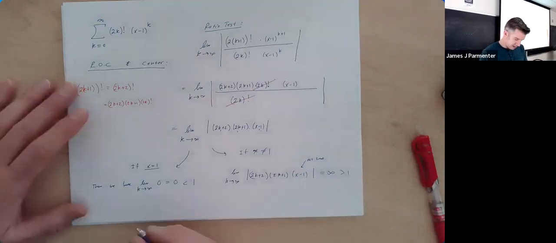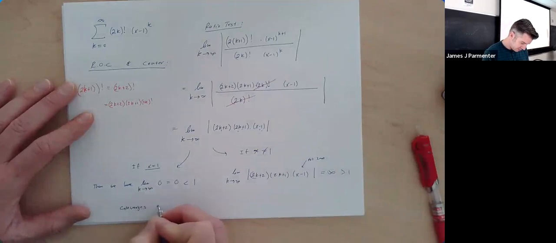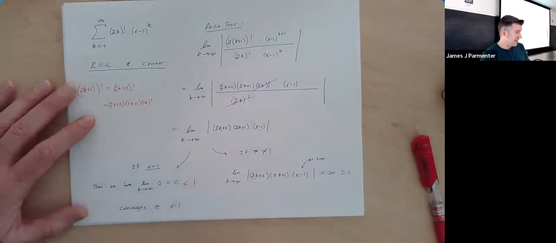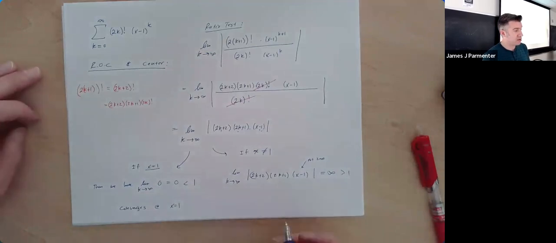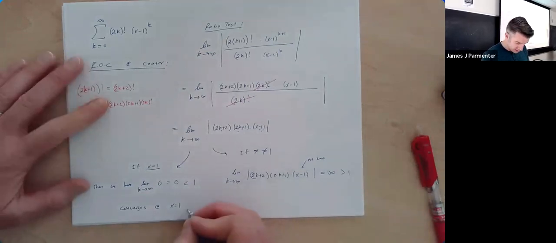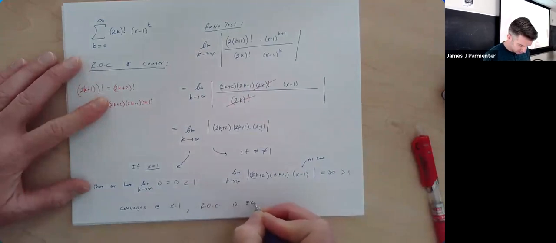So we would say this converges at the center, and the radius is 0, right? You literally have no length to your interval of convergence. So the radius of convergence is 0.